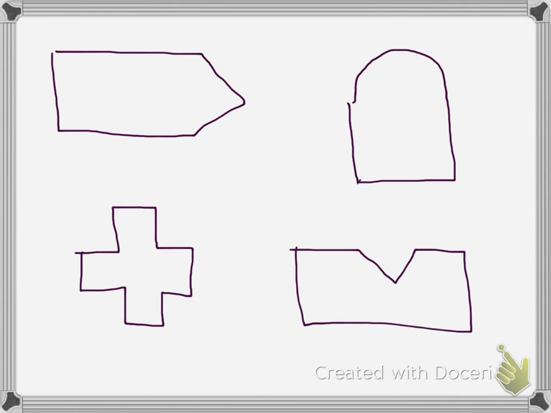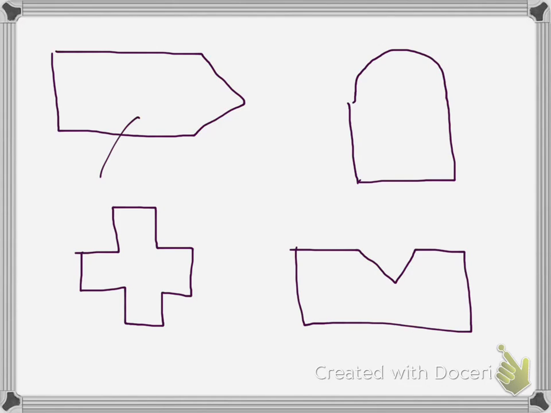Here are a few composite figures. And again, like I said, there are many different ways these could be drawn. The biggest thing, and really the first step when you're trying to solve the area of a composite figure, is to see it as more than one shape. So I'm going to draw some dotted lines on these shapes to show you how I would see them.